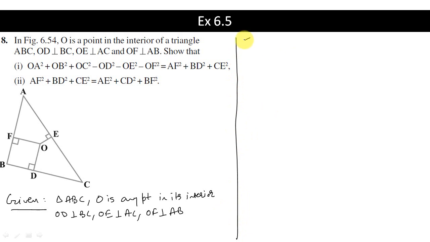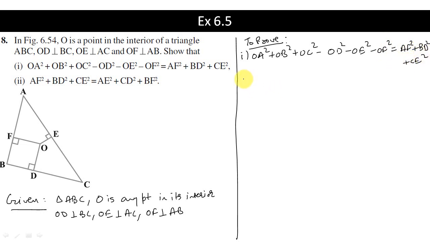And we need to prove that first part, OA square plus OB square plus OC square minus OD square minus OE square minus OF square is equal to AF square plus BD square plus CE square. And the second part is AF square plus BD square plus CE square is equal to AE square plus CD square plus BF square. This we have to prove.